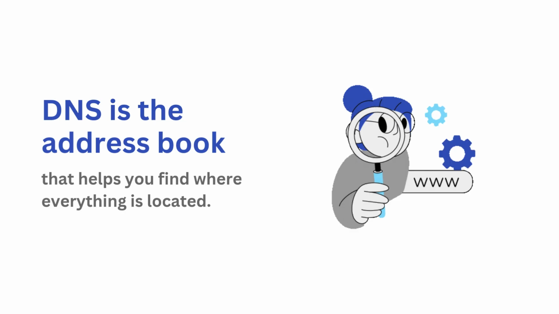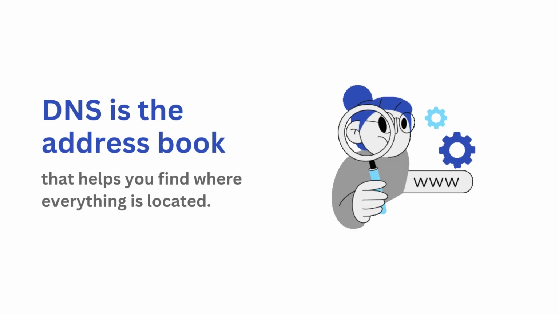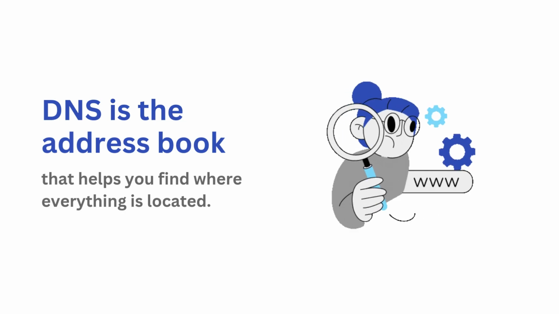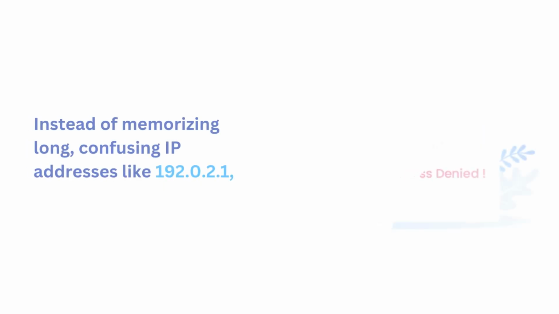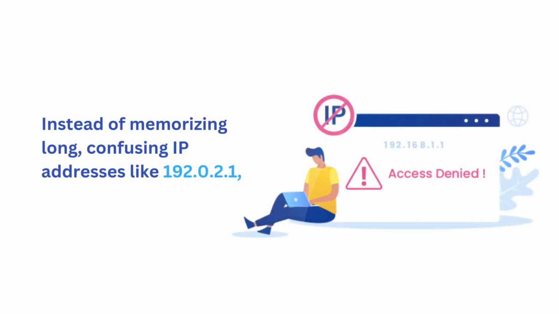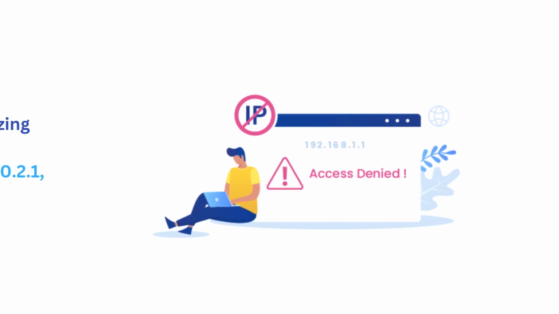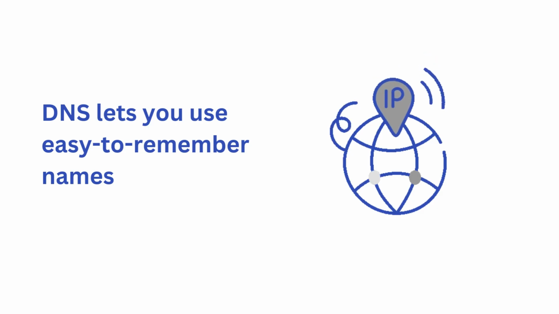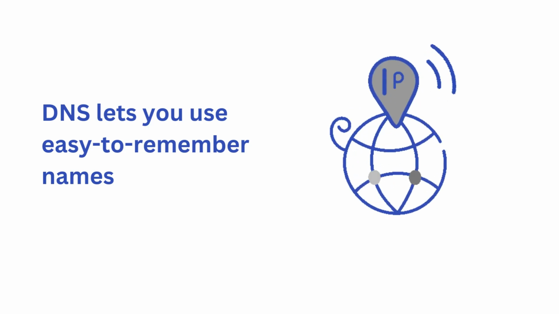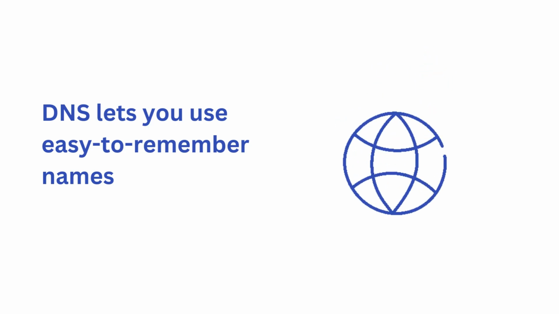Imagine the Internet as a gigantic city. DNS is the address book that helps you find where everything is located. Instead of memorizing long, confusing IP addresses like 192.0.2.1, DNS lets you use easy-to-remember names like example.com.